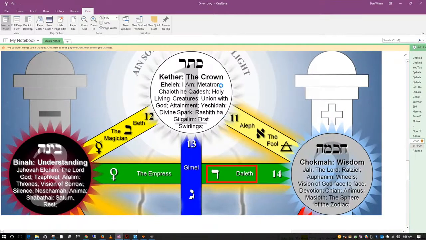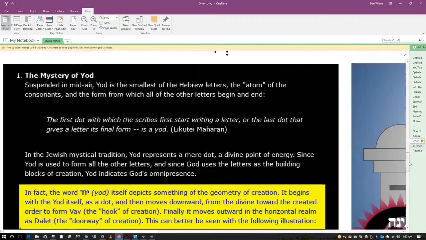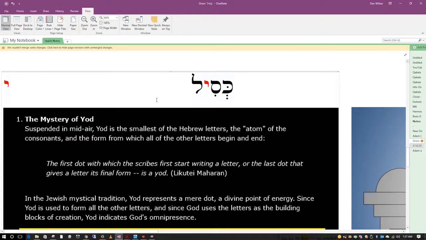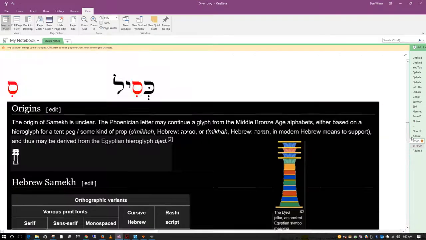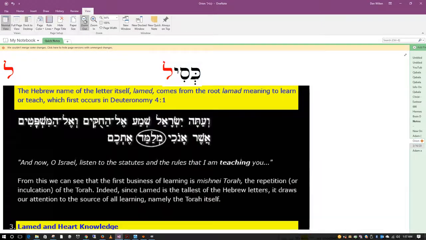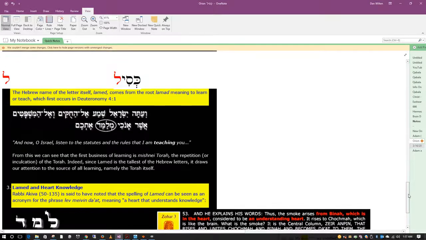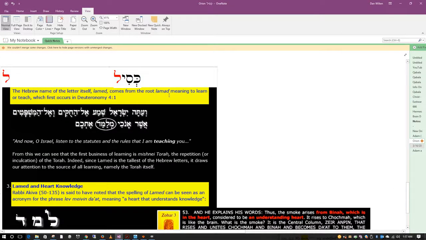So if you remember what we talked about, here's your dot, this is Kether, moving down, becoming the line, which is Hokmah, the force, and then going through the gate. So it's showing the exact same thing when we take a look at this. It's showing the geometry of creation with the letter Yod broken down into its subcomponents. And then the last one here was really interesting because it says the last letter comes from, it means to learn or teach.